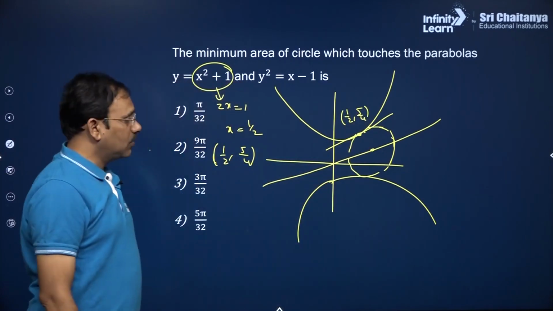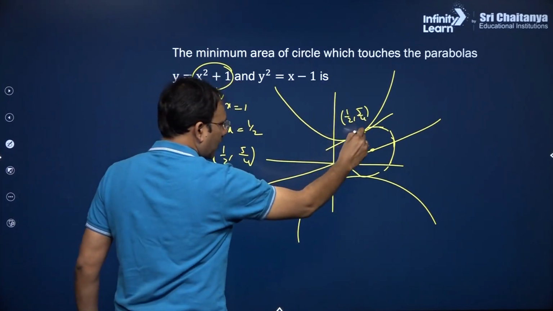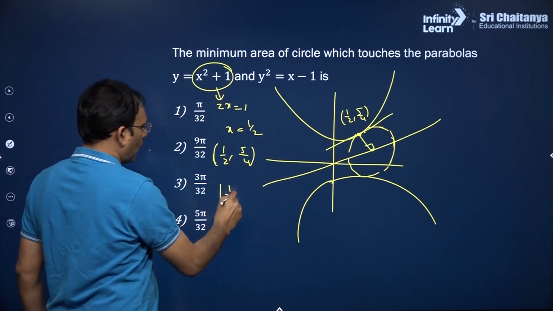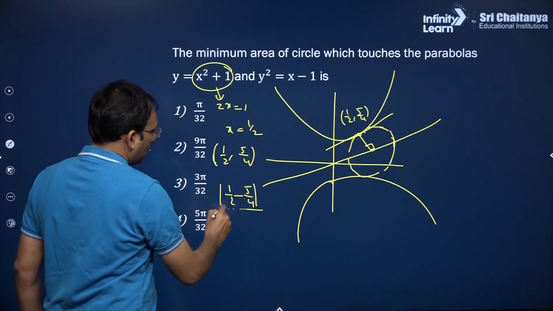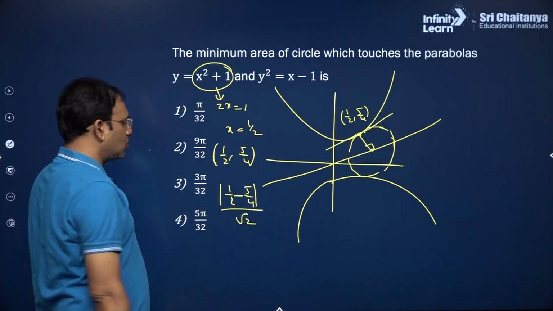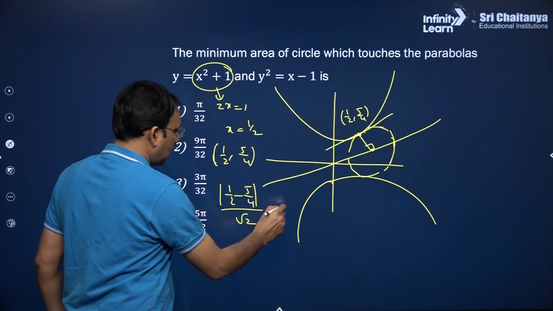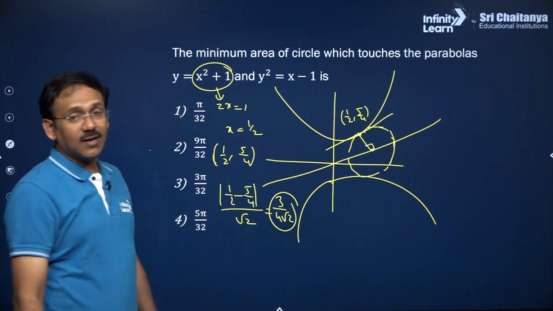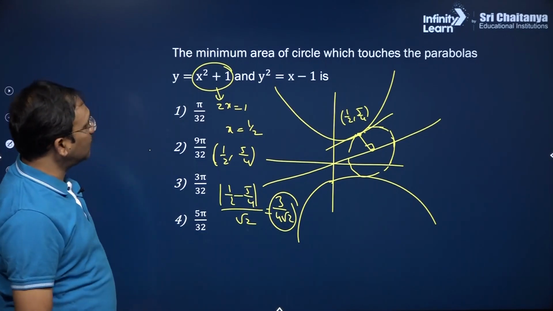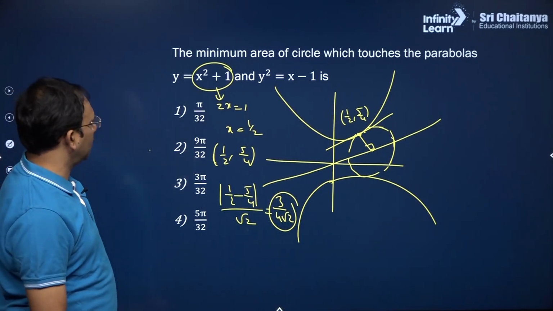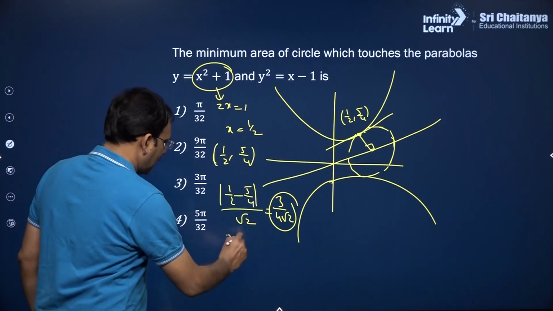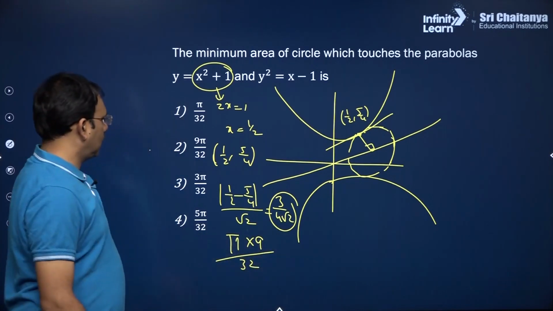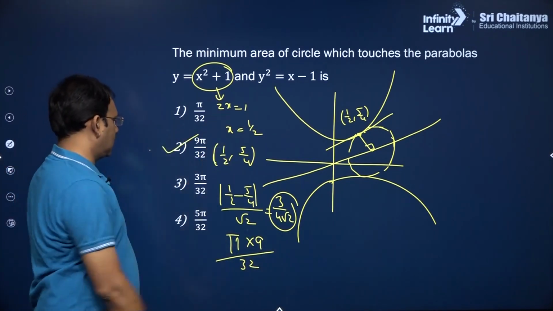Now the radius is going to be this perpendicular distance itself, my dear friends, onto the line y is equal to x. (1 by 2 minus 5 by 4) by root 2, my dear friends. This is 2 by 4, which is 3 by 4 root 2. 3 by 4 root 2 is going to be the radius. He is asking about the minimum area, pi r square, 9 by 32. 9 pi by 32 is the answer, my dear friends.